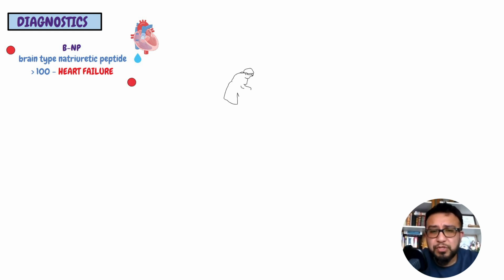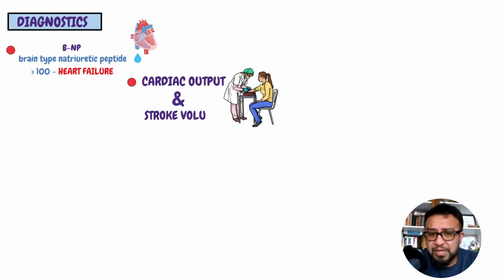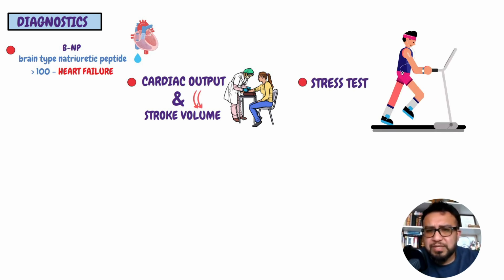The patient will also have their stroke volume and cardiac output assessed, which will decrease. We may also provide the patient with a stress test. That's when we put the patient on a treadmill and we find out how well their heart can tolerate the increased metabolic demands or the increased cardiac demands.